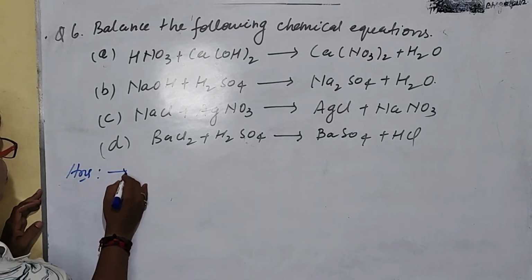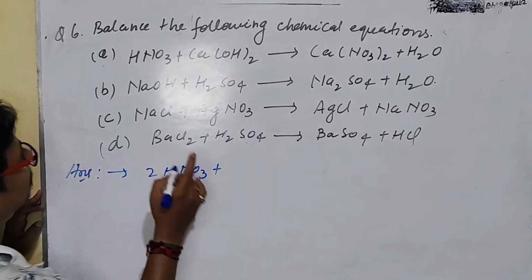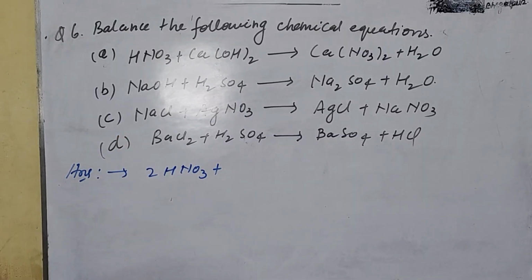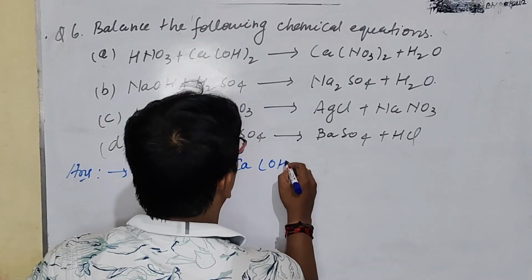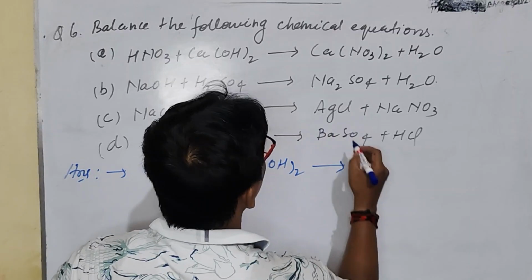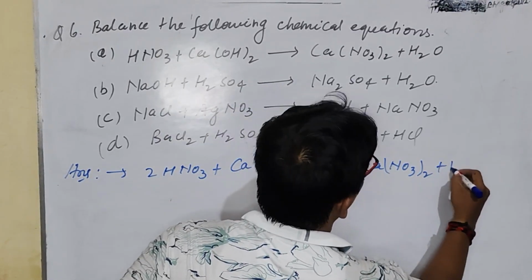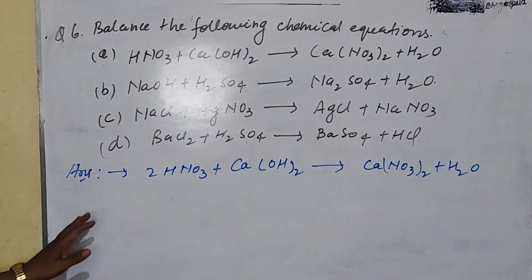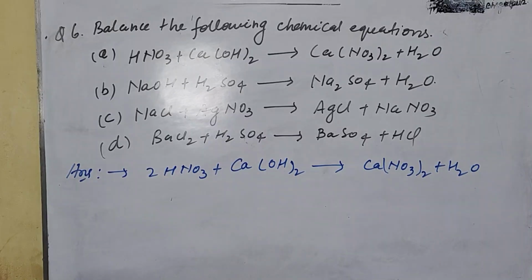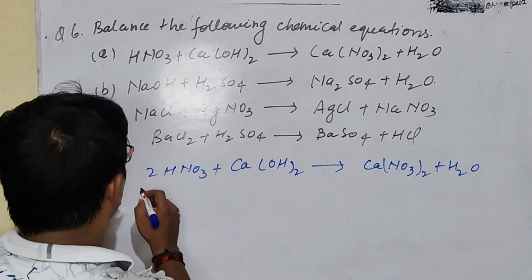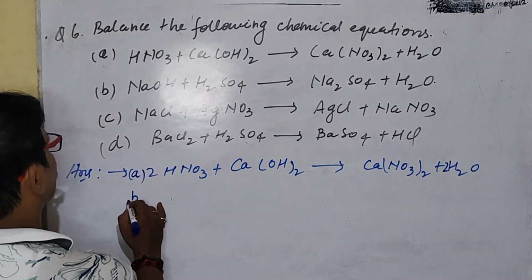So there is HNO3. So 2HNO3 plus Ca(OH)2 gives Ca(NO3)2 plus 2H2O. That should be balanced, according to the law of conservation of mass, mass can neither be created nor destroyed. So there is 2 there, and there is also 2.